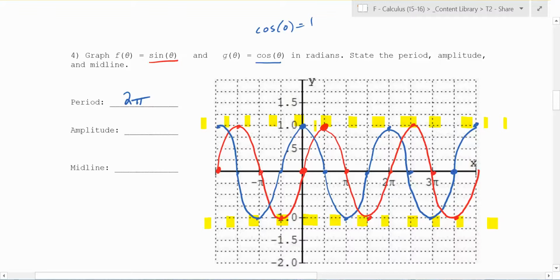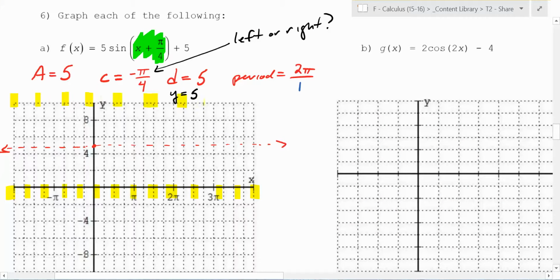What's the amplitude? What does that mean? It's the distance from the midline to the highest point. Assuming the midline is in the middle, it could also be to the lowest point. So the midline is the middle line. What is the amplitude for both of these? 1. And what's the midline? y equals 0. They're all the same for this, bounded between these two right here.